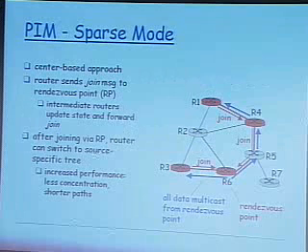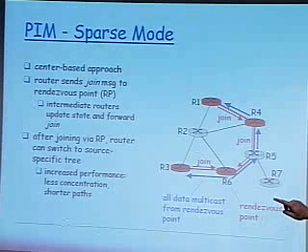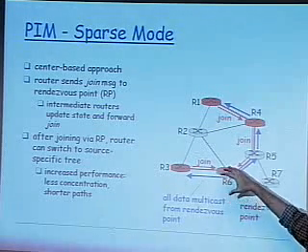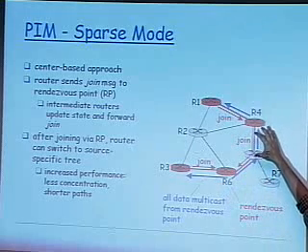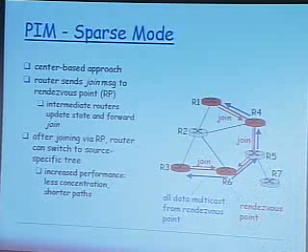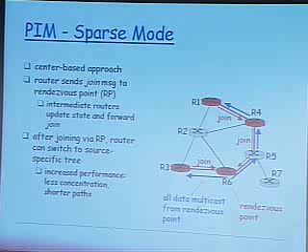In PIM sparse mode, it's similar to the core based tree. A router will send a join message to the rendezvous point, and the intermediate routers will keep this information as the join message propagates along. But this core based tree or center based tree approach is used only for joining a multicast group. Once you are part of the multicast group, then you can switch to source specific trees.